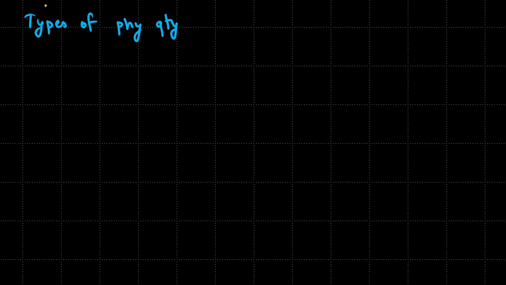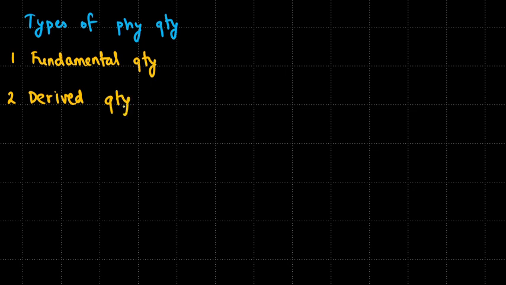There are two types of physical quantities. One is fundamental quantity, which is independent of others and is defined by something which is permanent or fixed. And another one is derived quantity. Fundamental quantities have fundamental units, whereas derived quantities will have derived units.